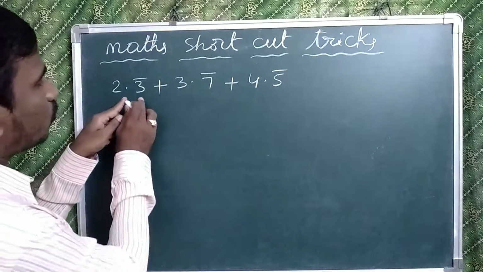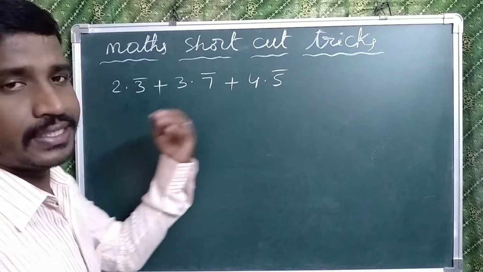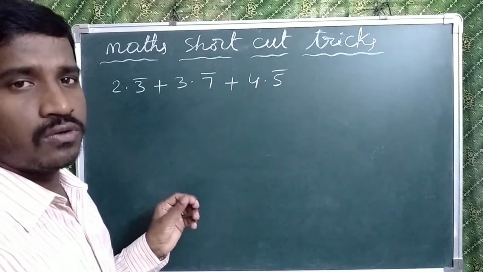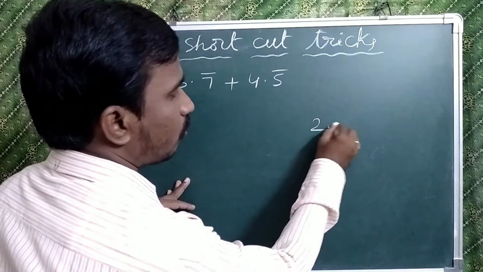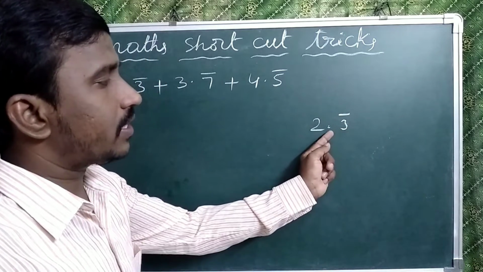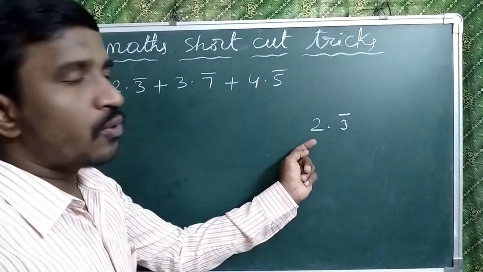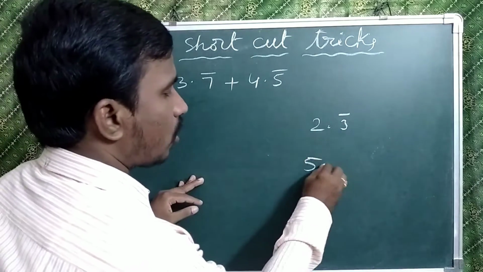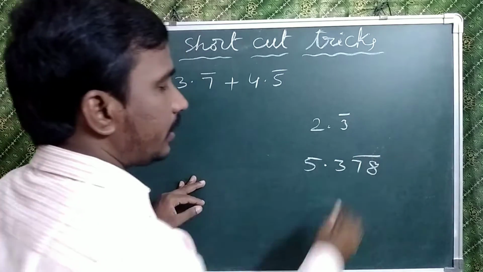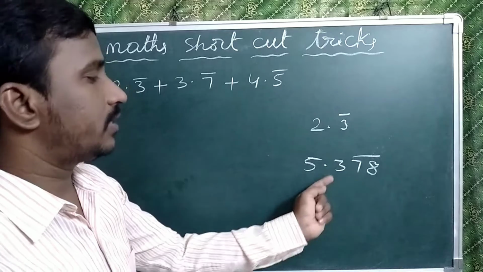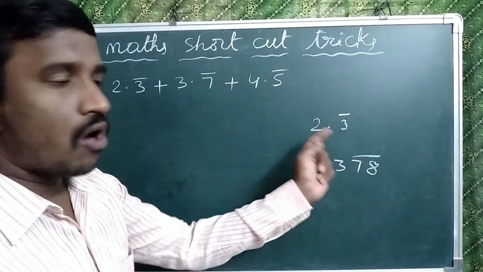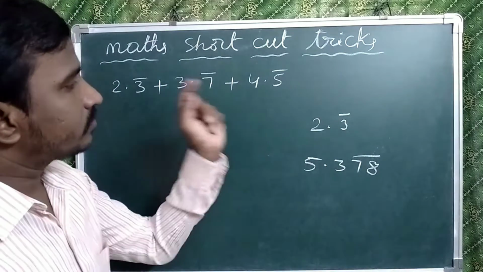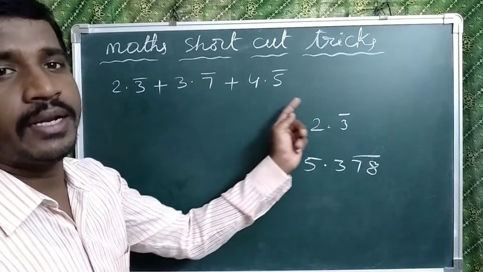Now take 2.3 bar, which means 2.333 repeating. Here 3 is repeating. Suppose 2.3 bar: the bar occurs immediately after the decimal point, so it is a pure non-terminating repeating decimal. Suppose 5.378 bar: here the bar does not occur immediately after the decimal point, so it is a mixed non-terminating repeating decimal. But in this example, these are pure non-terminating repeating decimals.